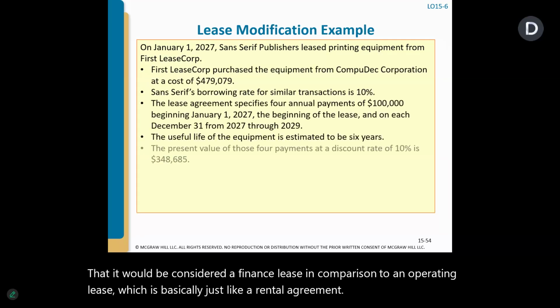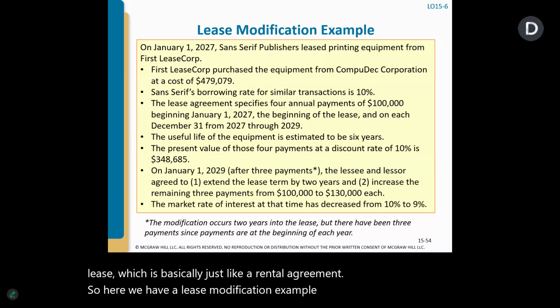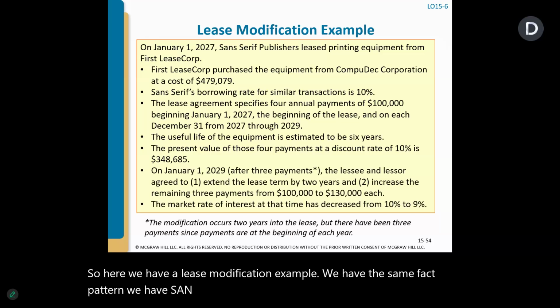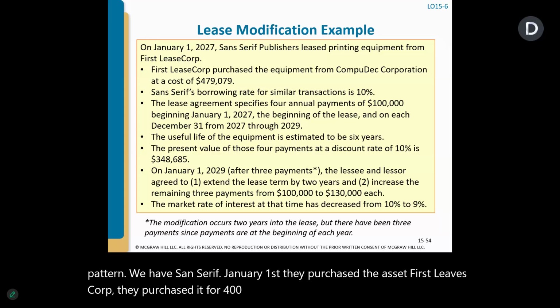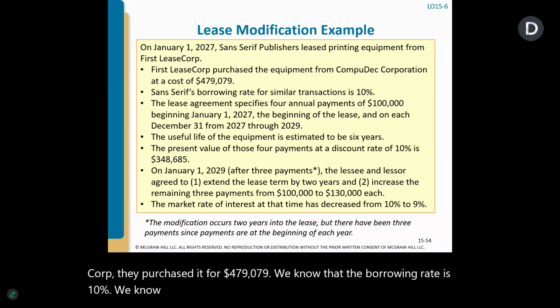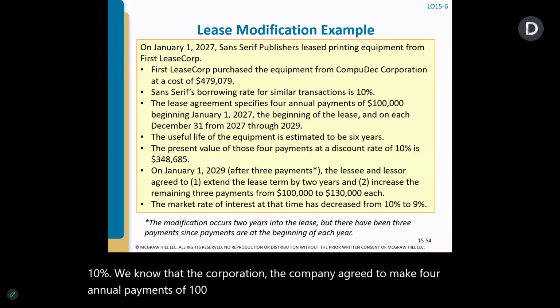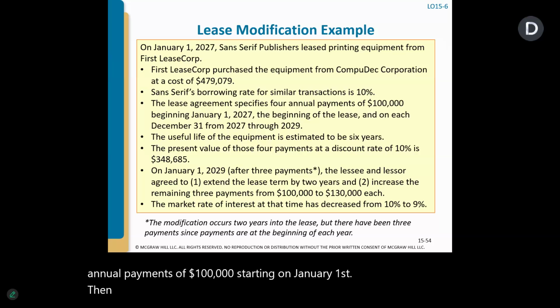So here we have a lease modification example with the same fact pattern. We have Sans Serif, on January 1st, purchasing the asset from First Lease Corp for $479,079. We know that the borrowing rate is 10%. The company agreed to make 4 annual payments of $100,000 starting on January 1st. The useful life of the equipment is estimated to be 6 years. The present value of the 4 payments, we found it.